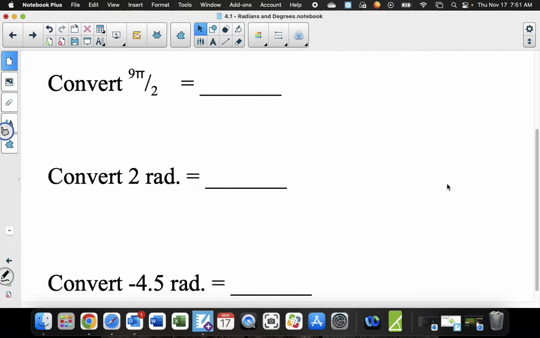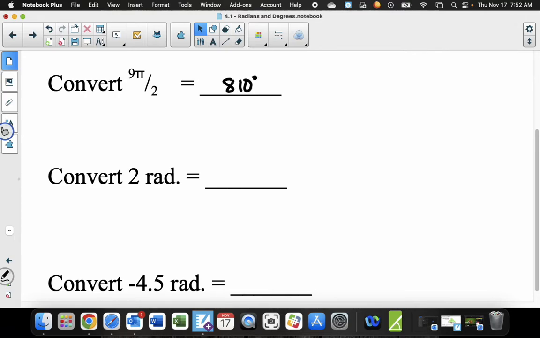All right, we ready? Ready to come back? What'd you get for 9 pi over 2? How many degrees is 9 pi over 2? What'd you get? Should be a fairly big number. I got 810. 810? Agreed? Yep, I was going to say, it looks like we're confirming. 810 degrees is 9 pi over 2.